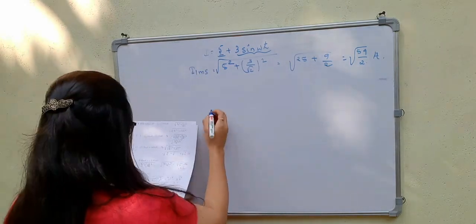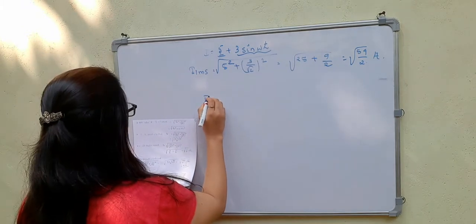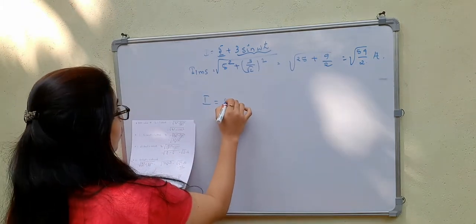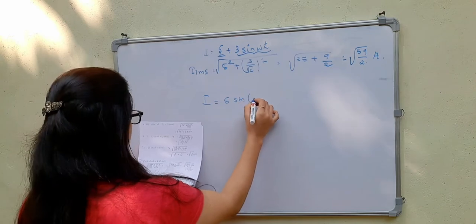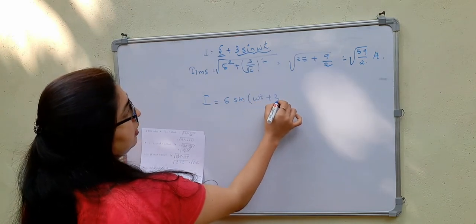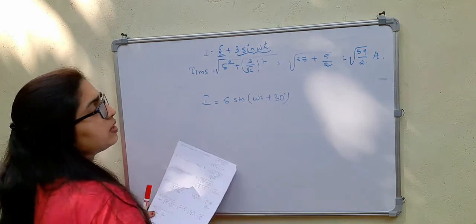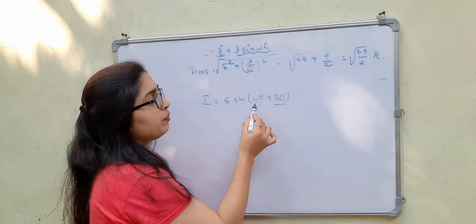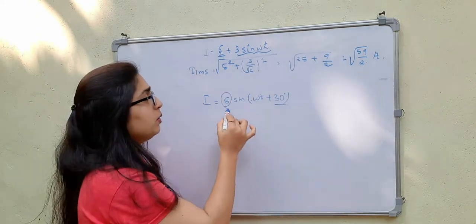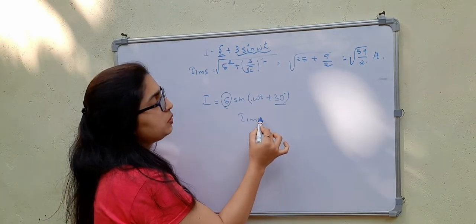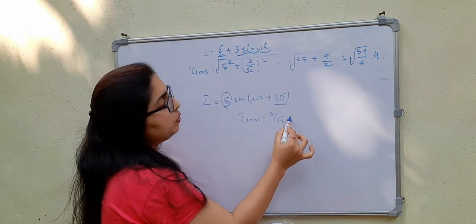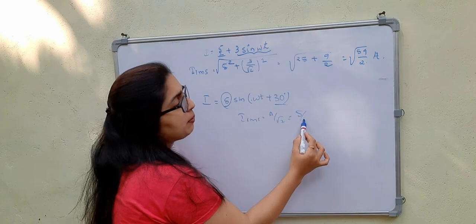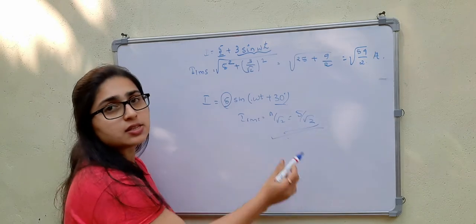Next is I is equal to 5 sin omega t plus 30 degrees. In this case, whatever the shift may be, whatever the coefficient of omega t, we will always have the RMS value equal to A by root 2. So that is 5 by root 2. This is the answer.